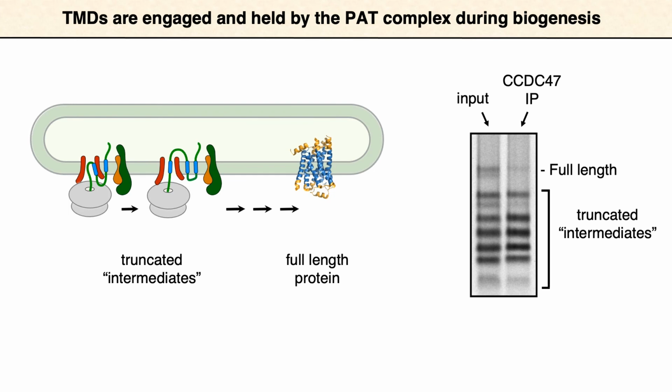So what this tells us is that the PAT complex is engaging at an early stage, these first transmembranes. It's staying engaged until all the transmembrane domains are actually inserted into the ER, but then once the protein is folded, you lose the association with the PAT complex. And this is really the classical definition of a chaperone. It's very similar to what we see in the cytosol with many of the chaperones that have already been characterized over the last few decades.